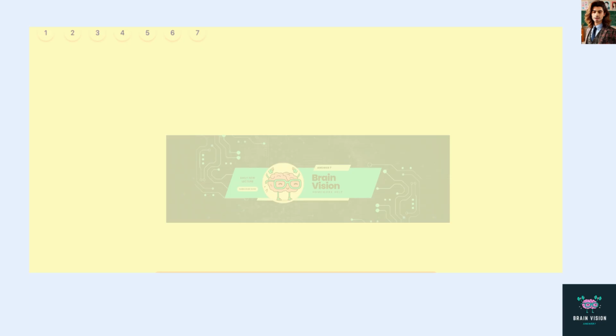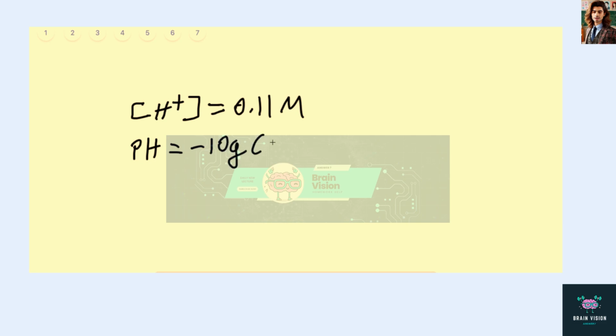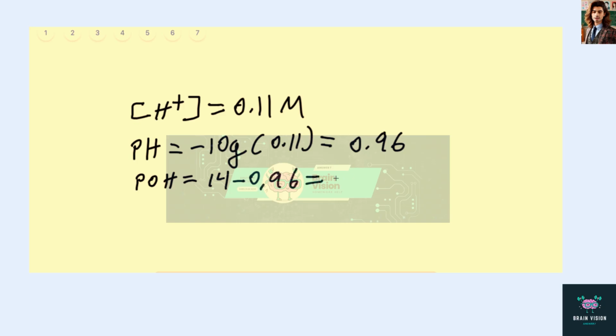The rest of part D is the same as the other parts of the question. So the hydrogen ion in solution is the same as the molarity, 0.11 molar. The pH is equal to the negative log of the molarity, which comes out to 0.96. The pOH is 14 minus 0.96, which is 13.04.